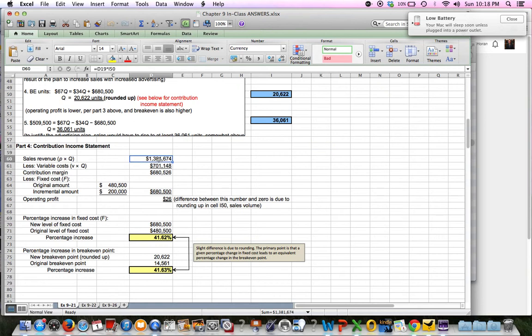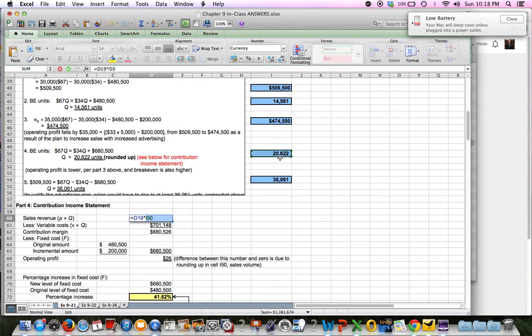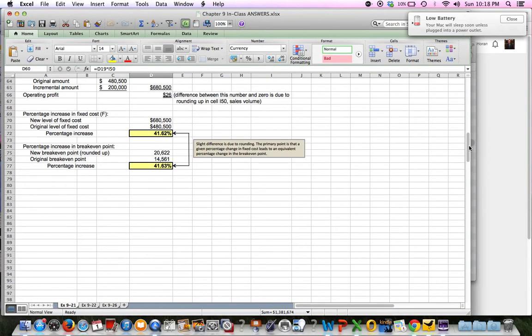Her sales revenue at D19 times I50, which is her break even using the additional extra sales, $200,000 worth of sales. So it basically tells her how much more she has to sell to break even with the new increased advertising cost. And so this kind of gives you a feel for proving the number. The percentage increase in fixed cost is 41%, and then her break even goes up almost the same number, just a little bit of rounding there.